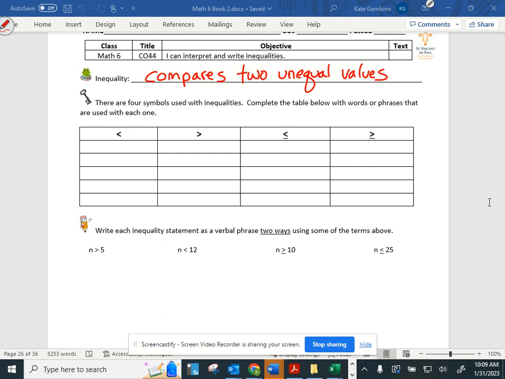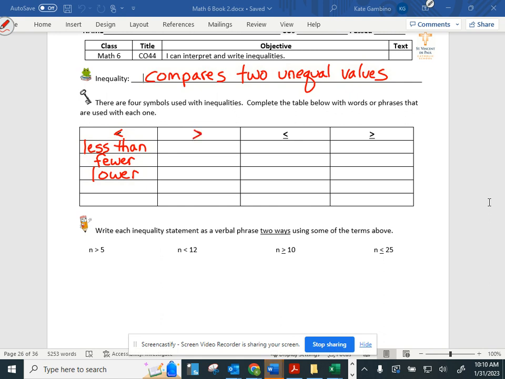So there are four symbols that are used with inequalities. You've used these symbols before. We're going to look at other words that can describe them. We know the basic simple ones. So we know that this symbol right here means less than. When you're reading a word problem, they're not always going to say it's less than something. They might say that it is fewer or lower. So those are key words to look for when you're reading your word problems to know which inequality we're using.